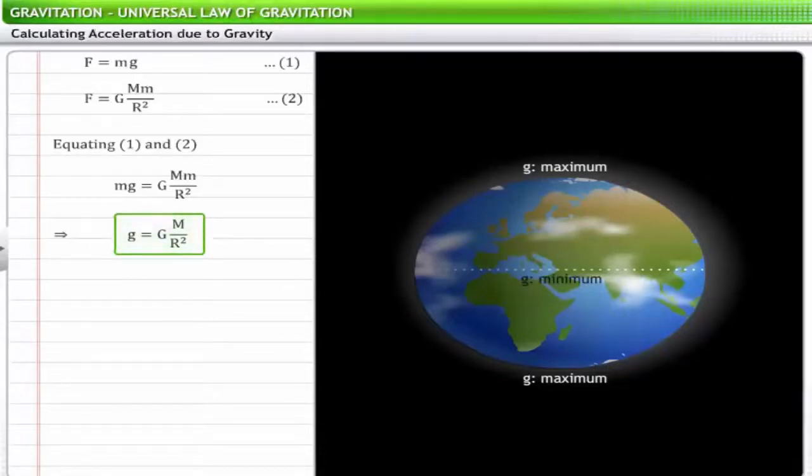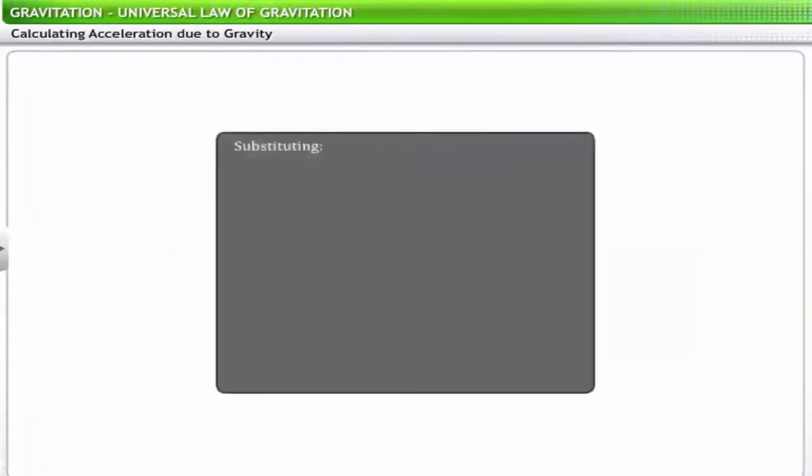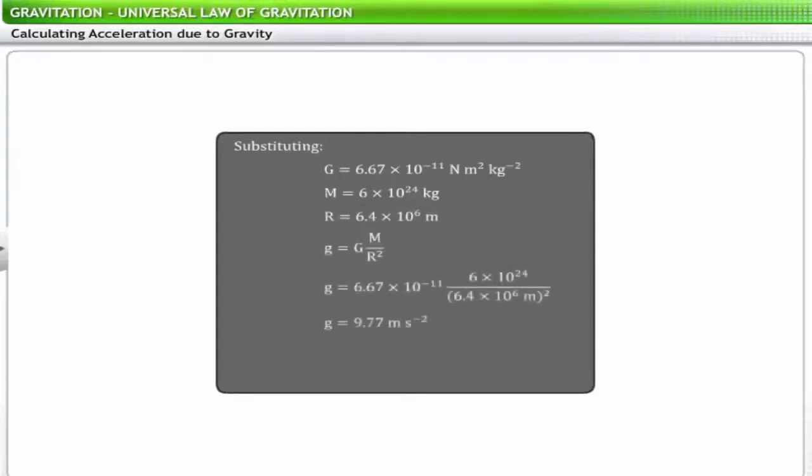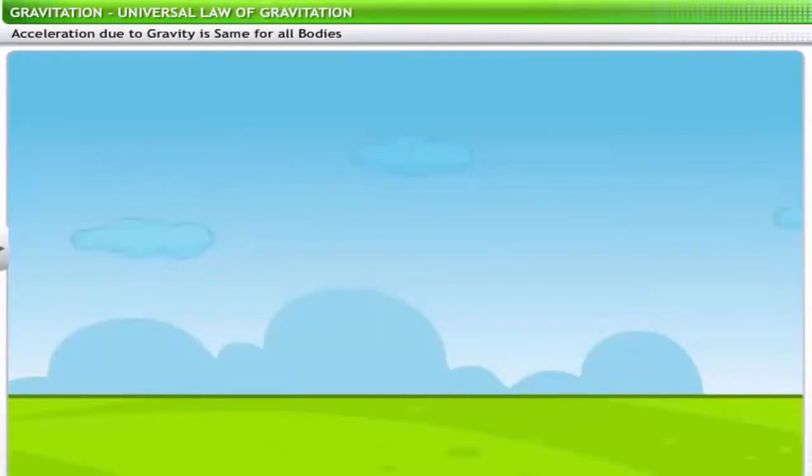To calculate the value of acceleration due to gravity g, we need to substitute the values of universal gravitational constant G, mass of the Earth M, and radius of the Earth r in the expression we derived. On substituting and simplifying, we find that the value of g is approximately 9.8 meter per second square. Acceleration due to gravity at a place on Earth is the same for all bodies, irrespective of their masses.